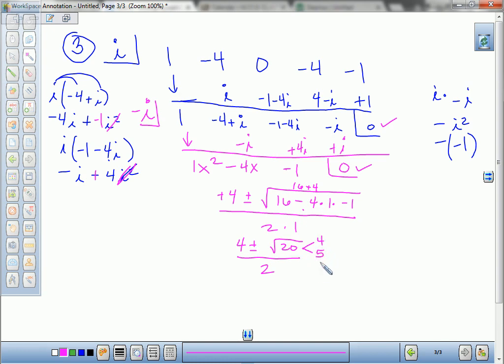Because 20 is 4 times 5. What is the square root of 4? 2. And now, do both of these divide by 2? Yes. Yeah!